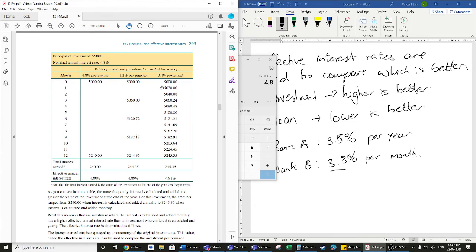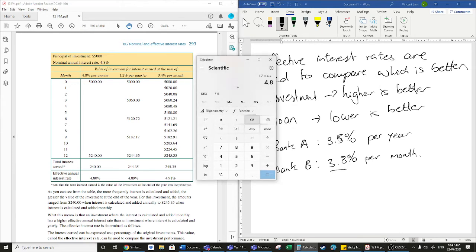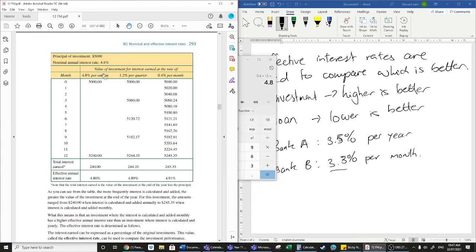And then if you look at this one, this is 0.4% per month. So we're doing it every month, but the interest rate is dropped to 0.4%. Well, if you look at the maths, 0.4 times 12 is still 4.8. So technically all of these are 4.8% per year, but we're compounding it differently. We're applying it with more occurrences. We're doing it more often anyway.